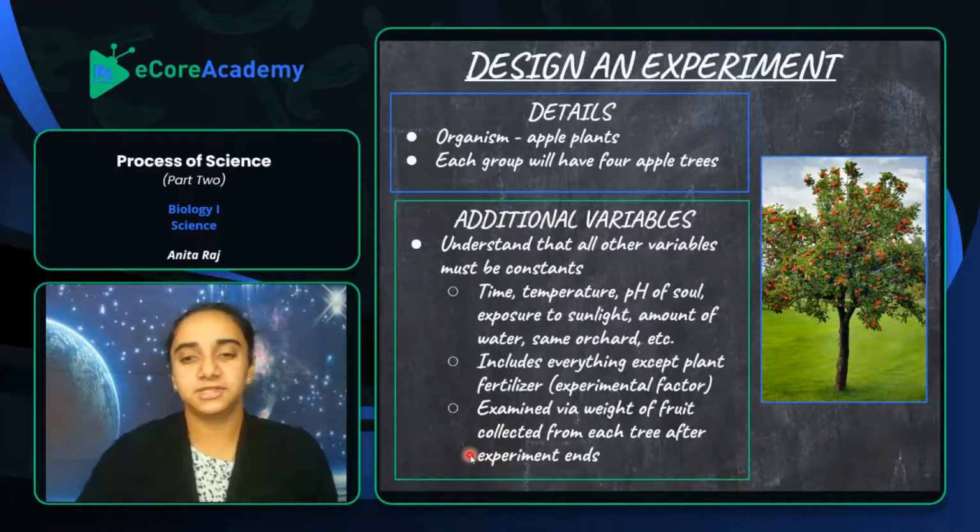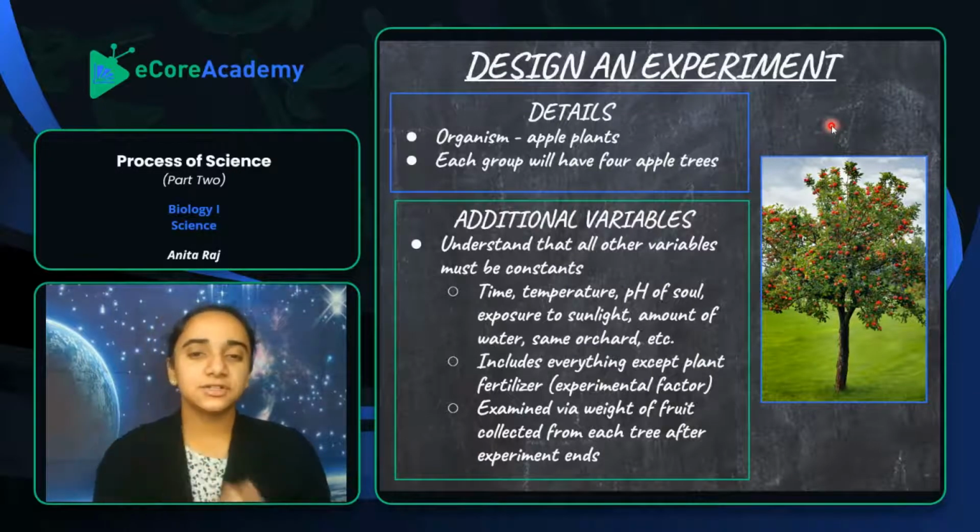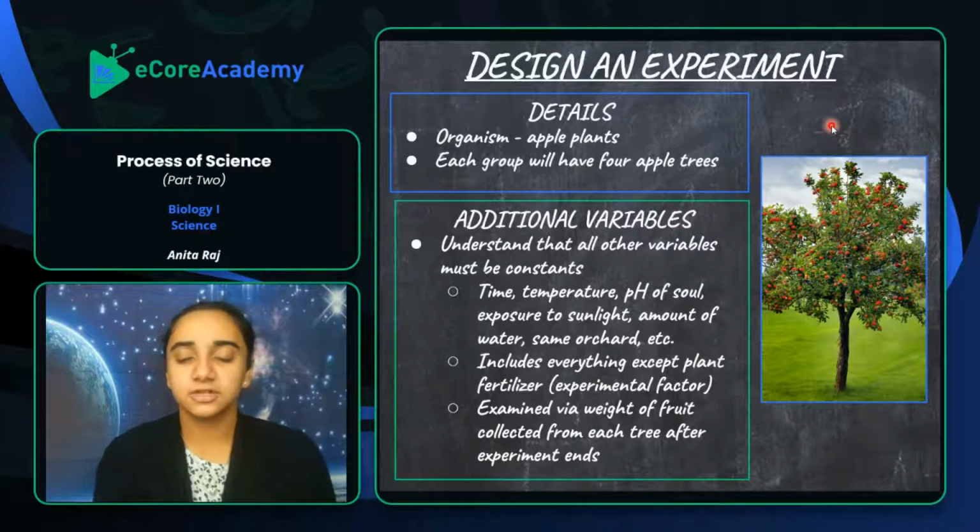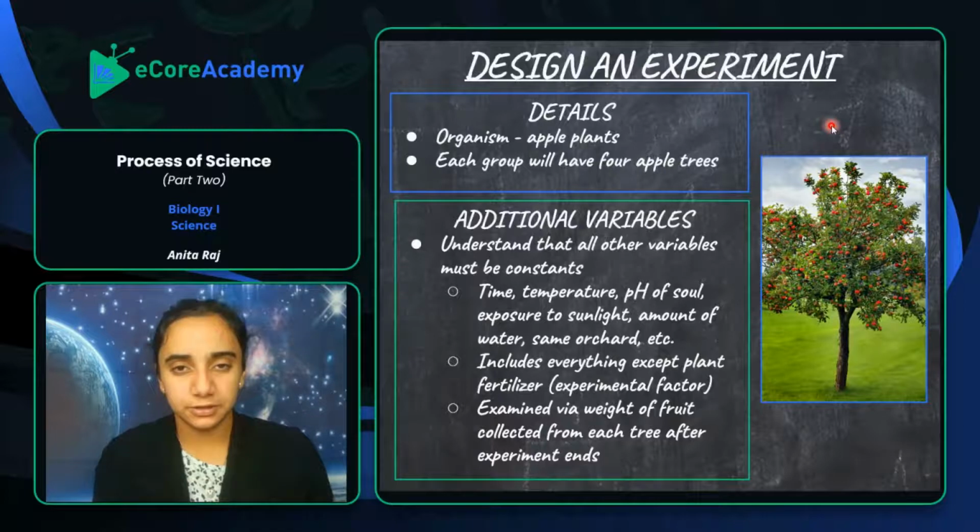If you see, this is the apple tree, if you've never seen an apple tree before. So the details of our experiment. This is what our experiment is going to entail. The organism, as in the test subject, is going to be the apple plants. I just wrote apple plants, but they're really just apple trees. Each group will have 4 apple trees. So again, we have 4 groups.